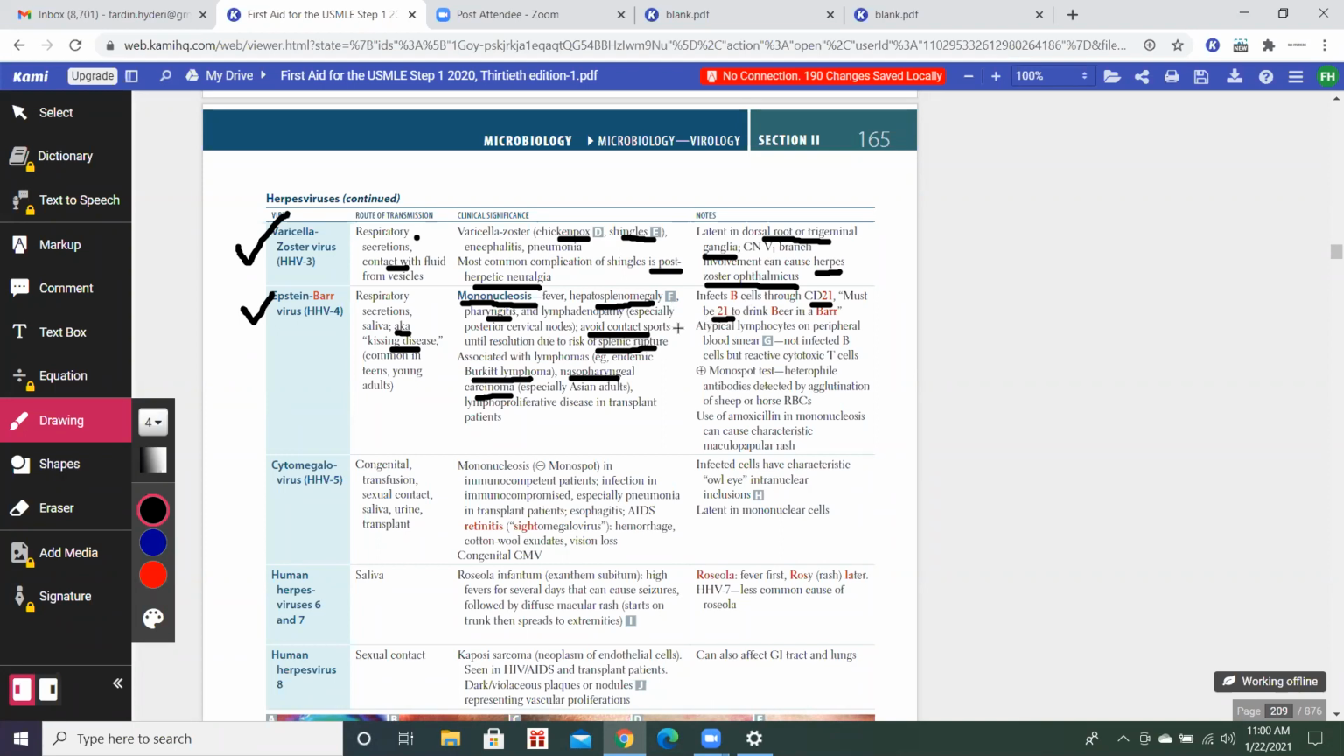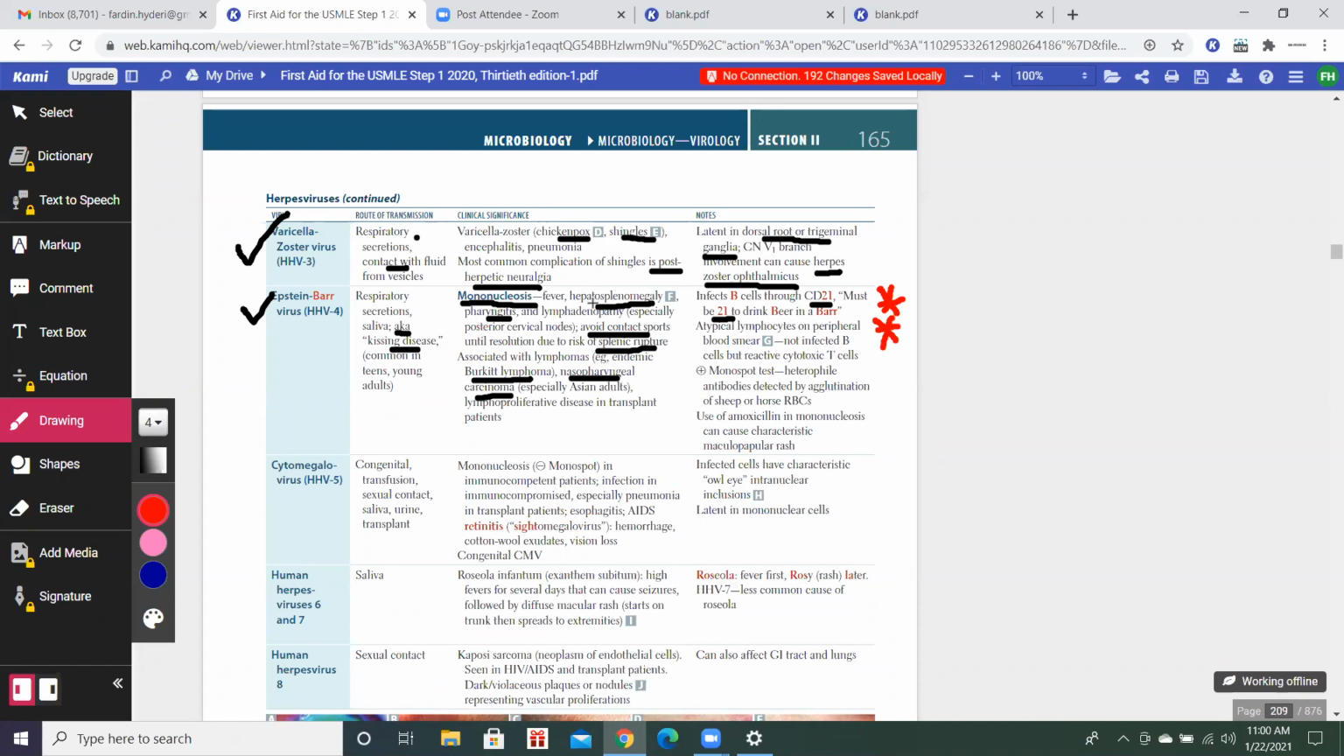One of the highest yield things over here is when they ask you questions about Epstein-Barr virus. Do you guys know who Jeffrey Epstein is? Is he a typical person like you and me, or is he an abnormal, atypical person? He is an abnormal, atypical person.